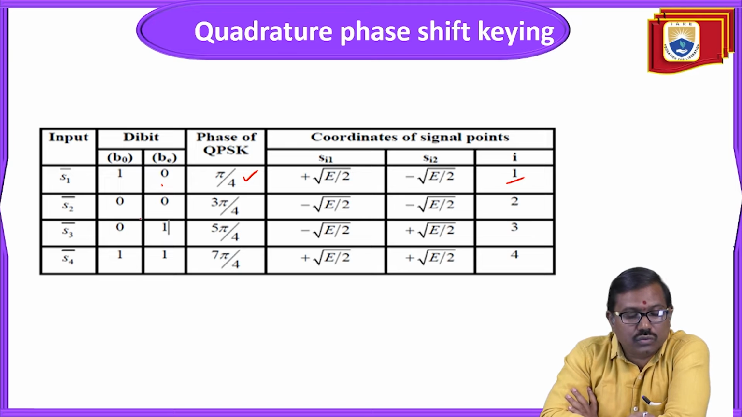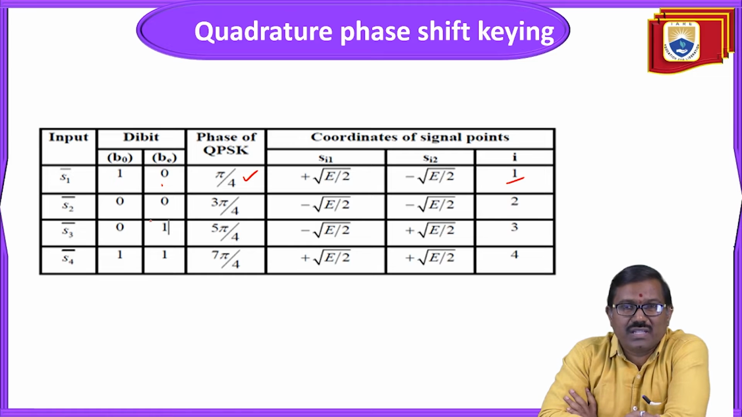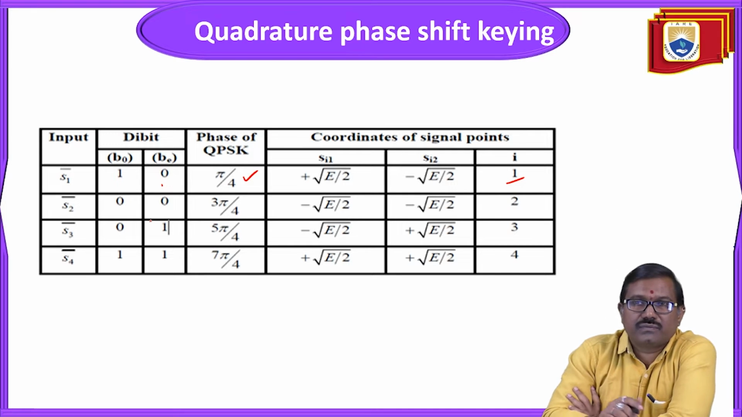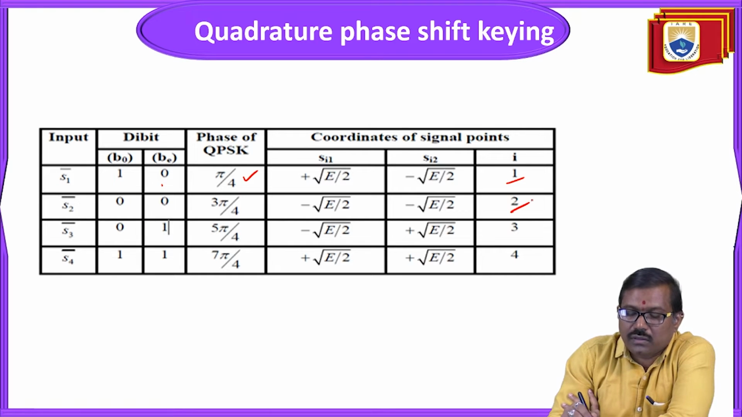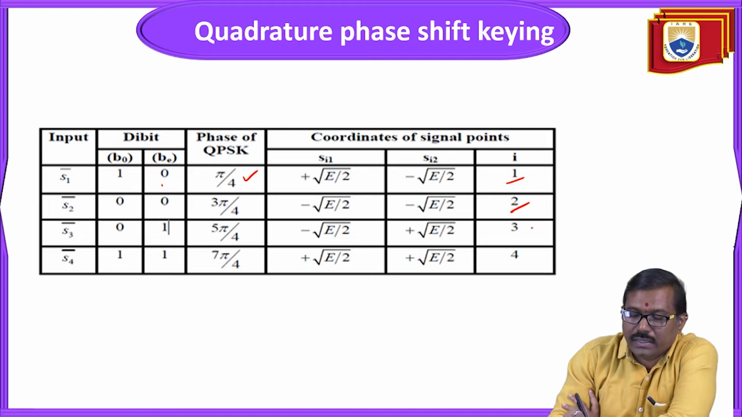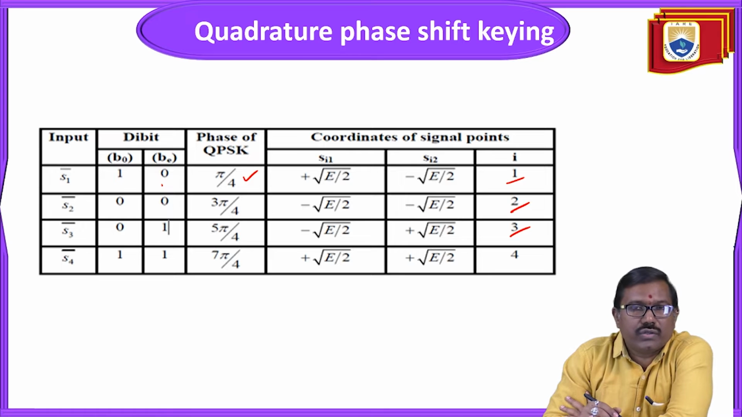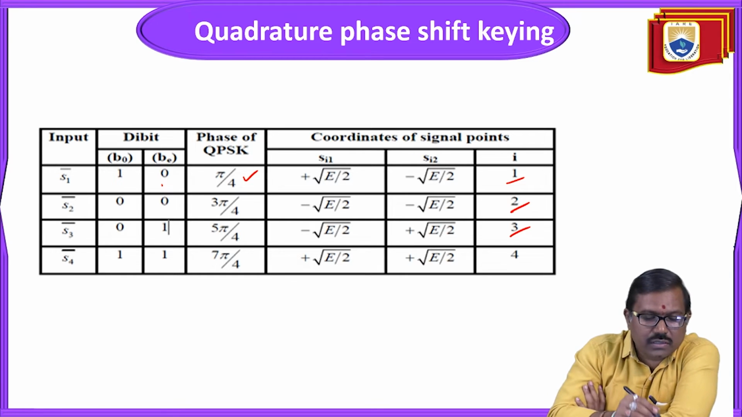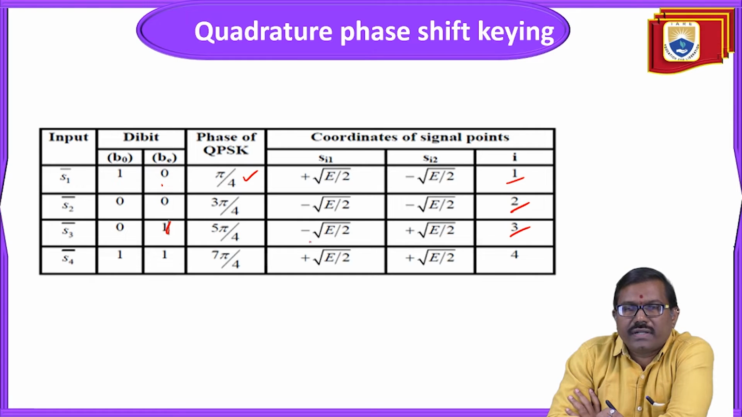And for i value equal to 2, the dibit is 0 0 and the phase of this QPSK is 3 pi by 4. The coordinates of the signal points are minus square root of E by 2 and again minus square root of E by 2. That is for i equal to 2. Then for i equal to 3, my QPSK phase value is 5 pi by 4 and the dibit is 0 1. Here the coordinates are minus root E by 2 and plus root E by 2.